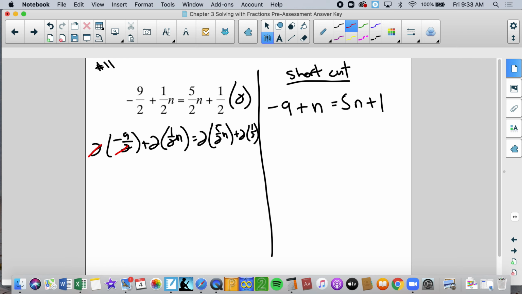2 in the denominator cancels with 2 in the numerator, you're left with negative 9. 2 in the denominator cancels with 2 in the numerator, you're left with n. Don't write 1n, just write n. 2 in the denominator cancels with 2 in the numerator, you're left with 5n. And 2 in the denominator cancels with 2 in the numerator, you're left with 1. And that's how I get that equation, the shortcut equation.